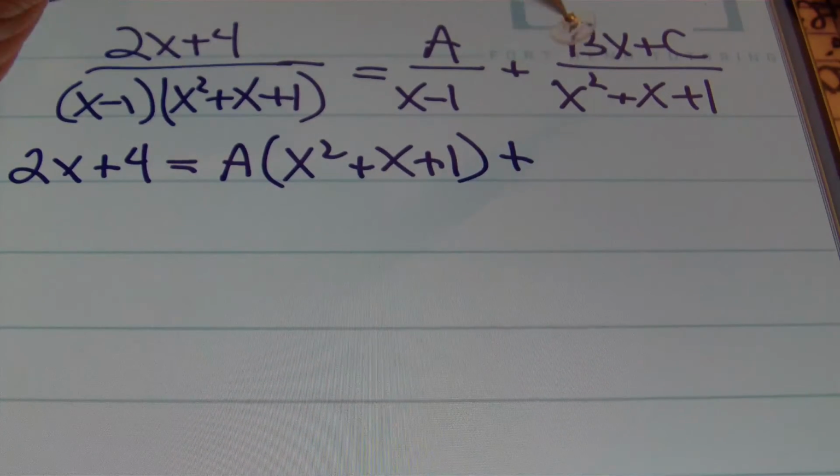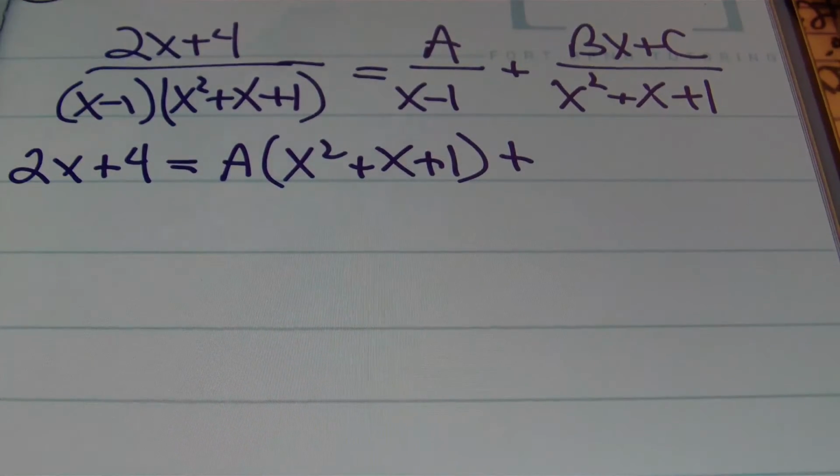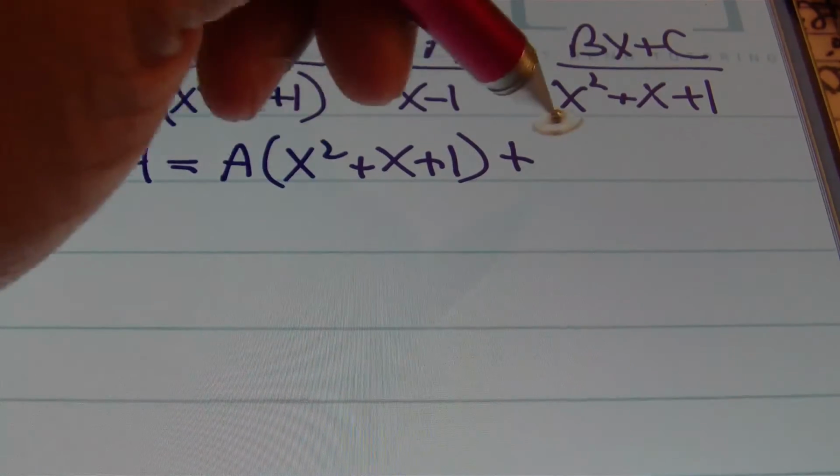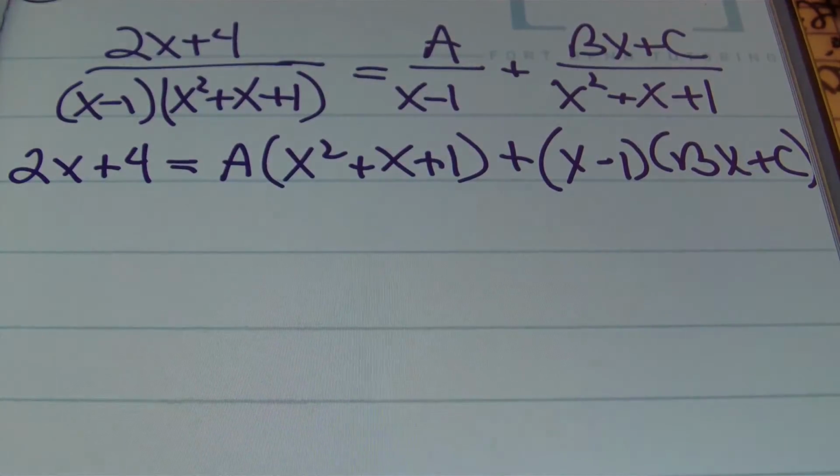Then, for this last term, multiplying the common denominator of x minus 1 times x squared plus x plus 1 times this bx plus c over x squared plus x plus 1, the x squared plus x plus 1, say that 10 times fast, will cancel out. So I'll end up with x minus 1 times bx plus c. All right, just like that.